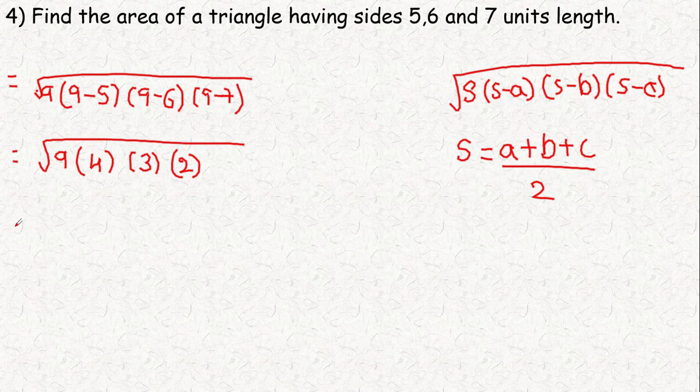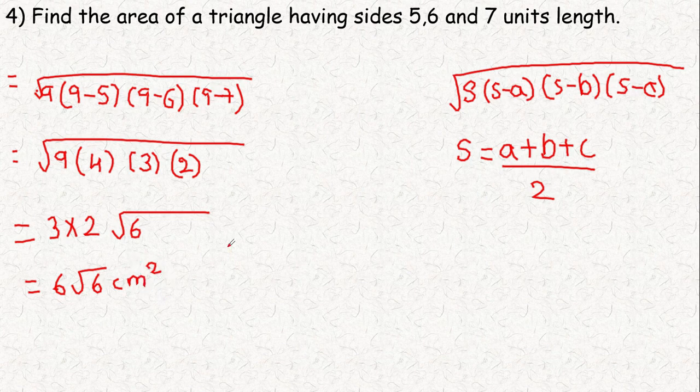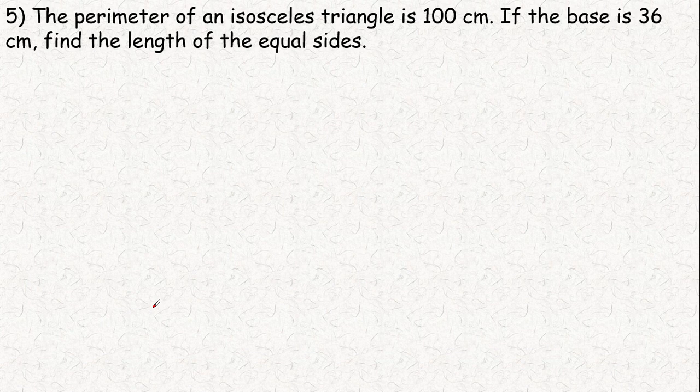So what you can do is, here root of 9 is 3 and root of 4 is 2. So here the left numbers are 3, 2 are 6 inside the root. So 6 root 6 is centimeter square, or 6 root 6 unit square. Here they did not mention any unit, so you can write 6 root 6 unit square as the answer of this problem. Next, the perimeter of an isosceles triangle is 100 centimeter.